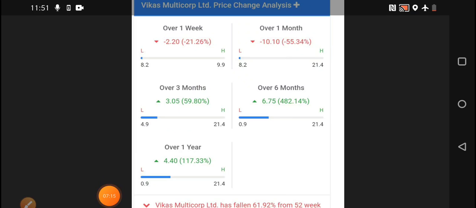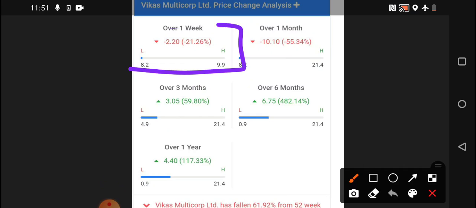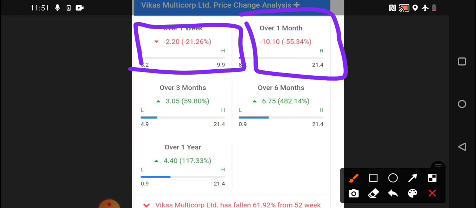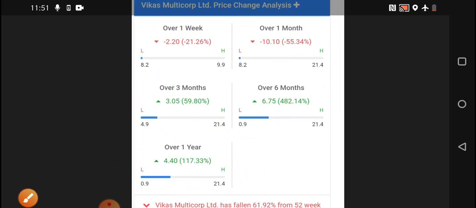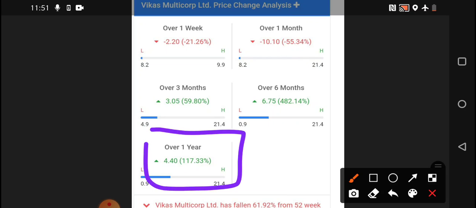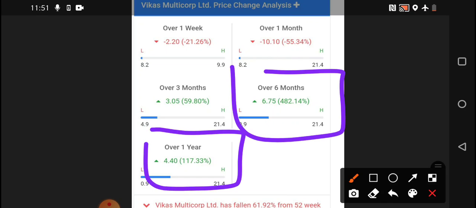When we see how much the stock has lost, you can see that in 1 week, 21% is lost by the company, and in 1 month 55.34%. Currently if you see the PE as well as market cap, the market cap is almost 500 crore and the PE has also drastically dropped. In 1 year as well as 6 months, even though it has given a continuous downtrend, you can see how much returns have been given: 6 months, 482% returns.